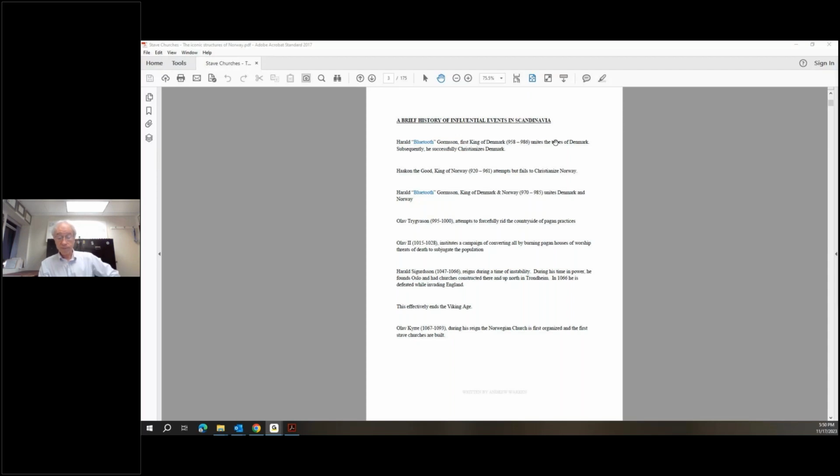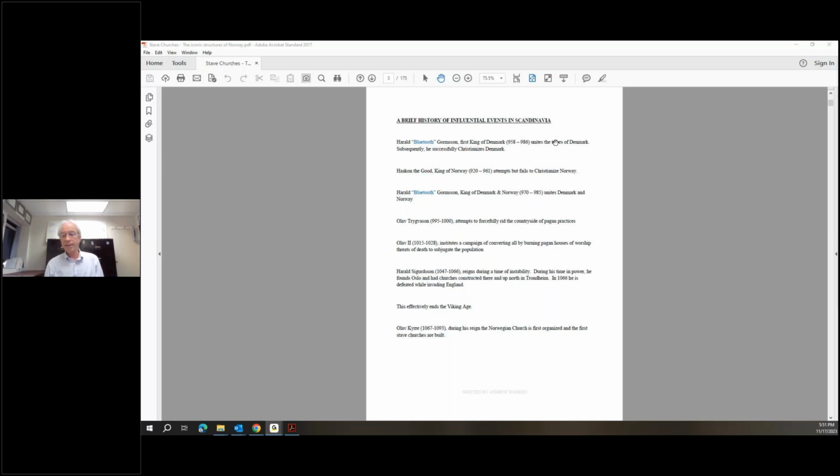This is a little bit more detail into his reign of power. From 970 to 985 is when he unified Denmark and Norway. That doesn't last, but it's significant.